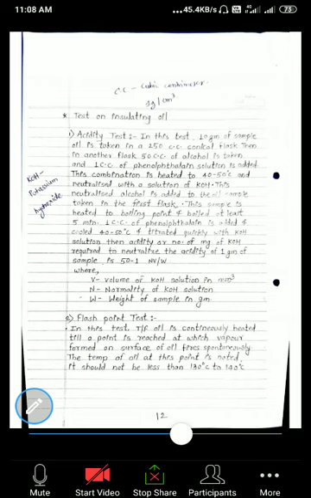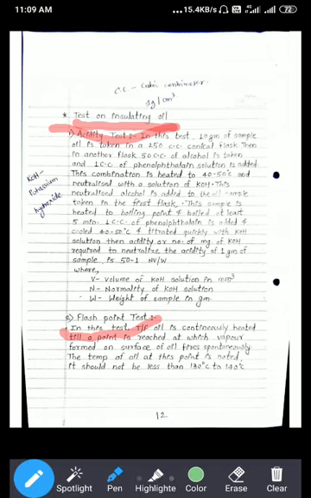Then the acidity, or number of mg of KOH required to neutralize the acidity of 1 gram of sample, is 56.1 NV per W. Means to neutralize the acidity of 1 gram of sample, the ratio is 56.1 NV/W, where V is the volume of KOH, N is the normality of KOH solution, and W is the weight of sample in gram.